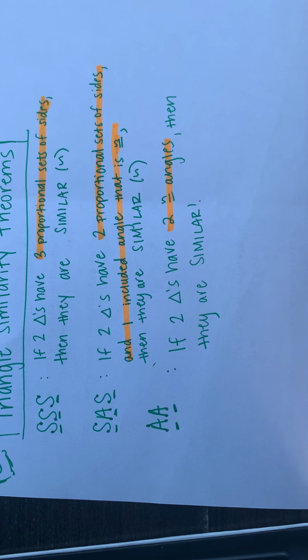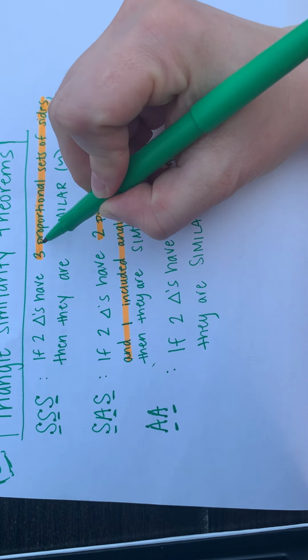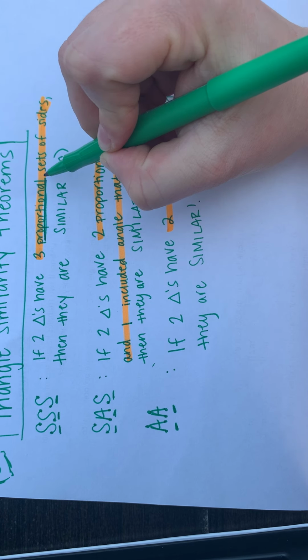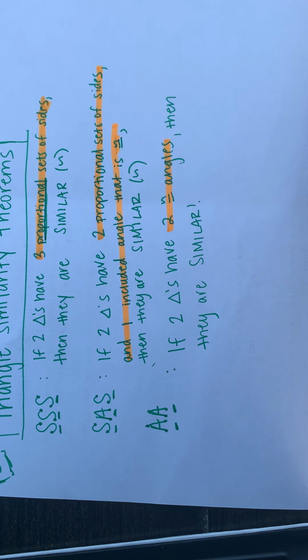They are SSS, which stands for side, side, side, and that theorem just states that if 2 triangles have 3 proportional, so not congruent, but proportional sets of sides, then they are similar. Remember, similar figures don't have to be exactly the same, but the side ratios have to be proportional.